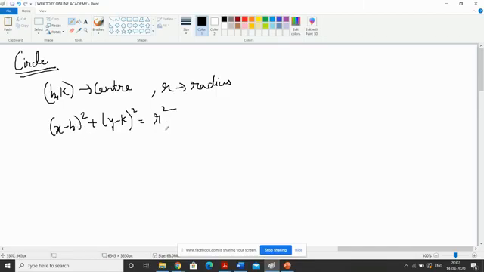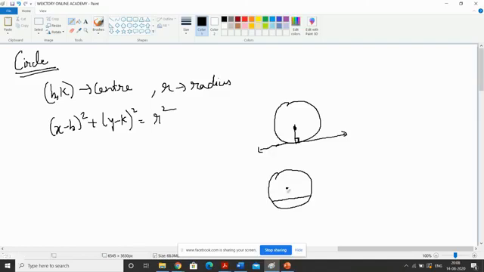And the other properties we'll be using in dealing with the questions on circle is the radius and the tangent are perpendicular to each other. So radius and the tangent, they will be perpendicular to each other. And the other concept we'll be using here in solving questions is, if you draw a tangent on any chord, for example AB is a chord, then it will bisect the chord.